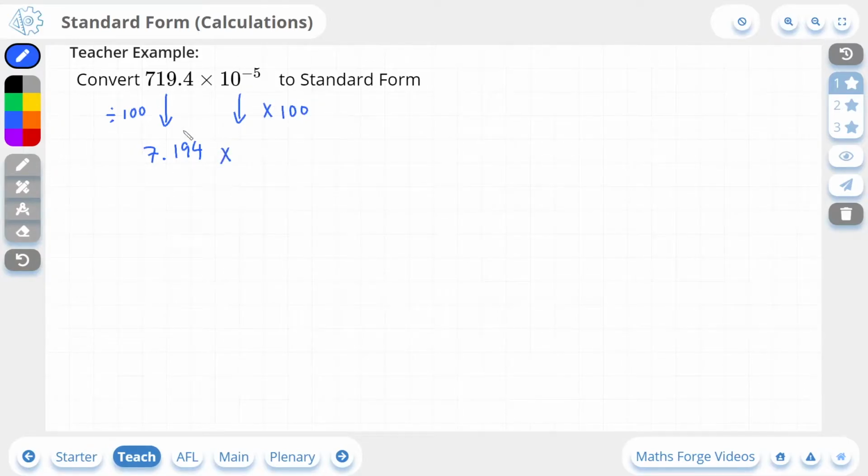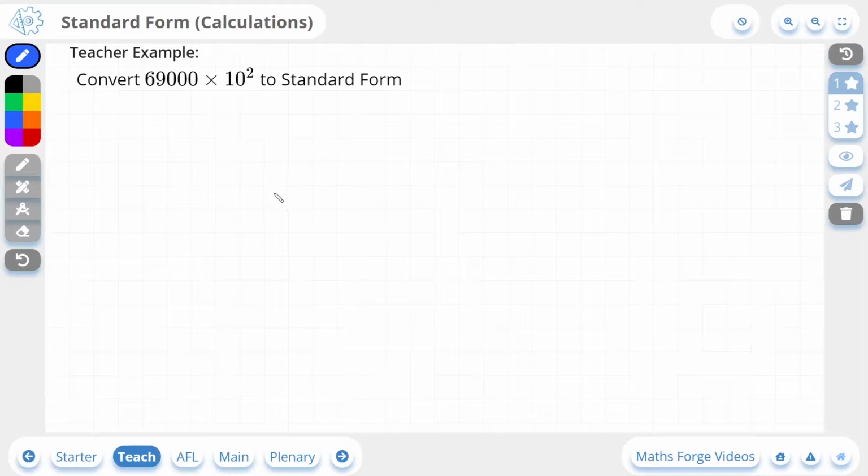So we're going to divide this number here on the left by 100 to get it to be 7.194, and we're going to multiply this number here by 100. And don't forget, when you're timesing by 100, it's the same as timesing by 10 squared. So we're multiplying two base numbers that are the same, which means we're going to add their powers. So 10 to the minus 5 times 10 to the power of 2: minus 5 plus 2 is going to give us 10 to the power of negative 3. And this should be our final answer as it's written in standard form. And if we check our answer, there it is.